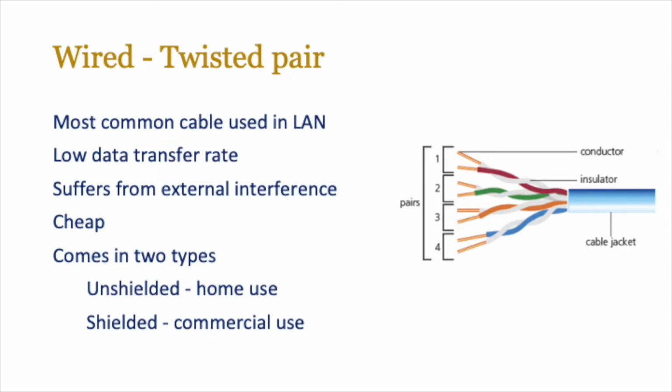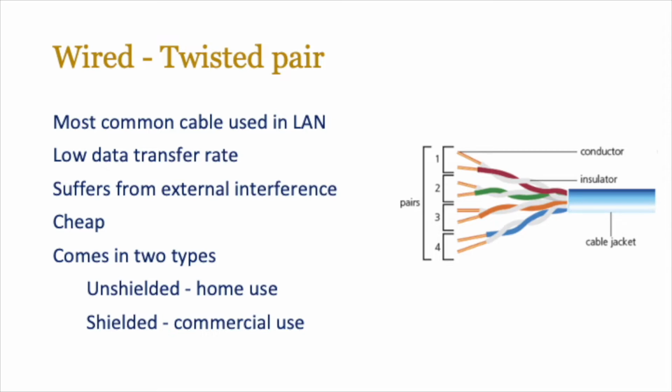The first one that we're going to be looking at is the wired twisted pair cables. This is the most common form of cabling used in local area networks. It has quite low data transfer rates. It suffers quite a lot from external interference, but it's used a lot because it's cheap. It comes in two different types: unshielded, which obviously is more susceptible to interference, and that's normally used in the home. And then you have a shielded variety, which is used in commercial situations. So think about the school network, that's probably using a twisted pair cable, which is shielded.